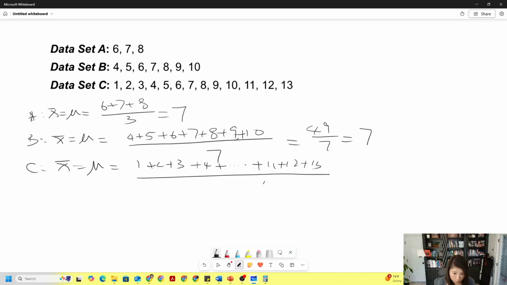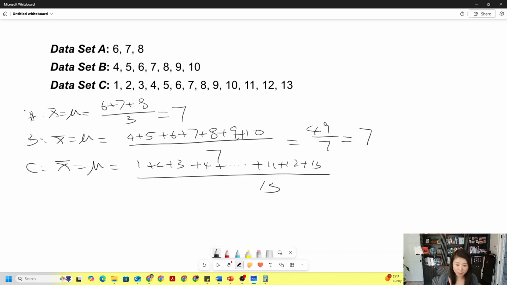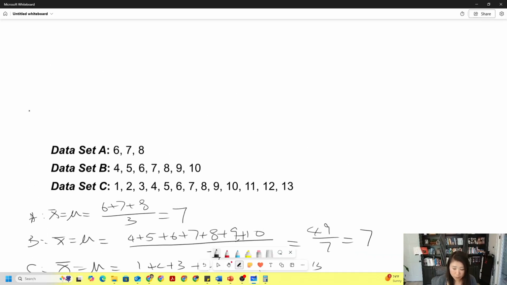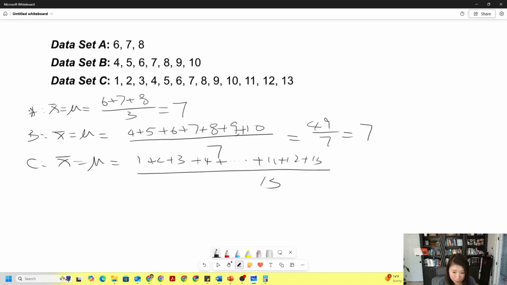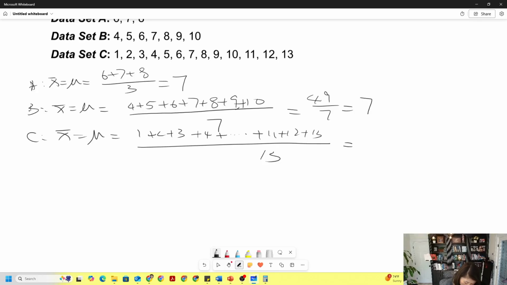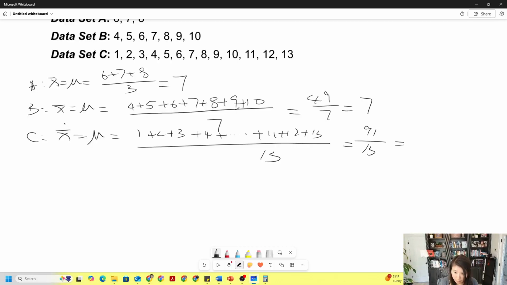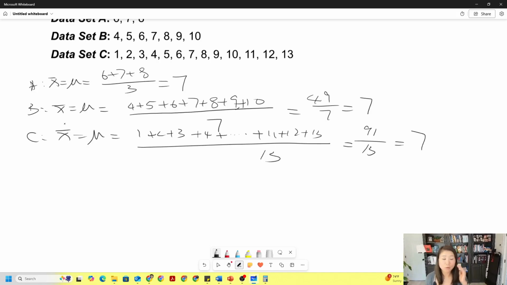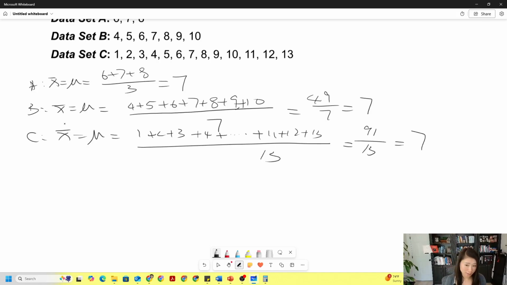And we have 13 numbers in total. I just don't want to write out all the numbers, but you need to know that we're adding all the numbers together. My numerator here is 1 plus 2 plus 3 plus 4 plus 5 plus 6 plus 7 plus 8 plus 9 plus 10 plus 11 plus 12 plus 13. So the numerator equals 91, divided by 13, and again it gave me 7. So all three data set means are exactly the same, equal to 7.